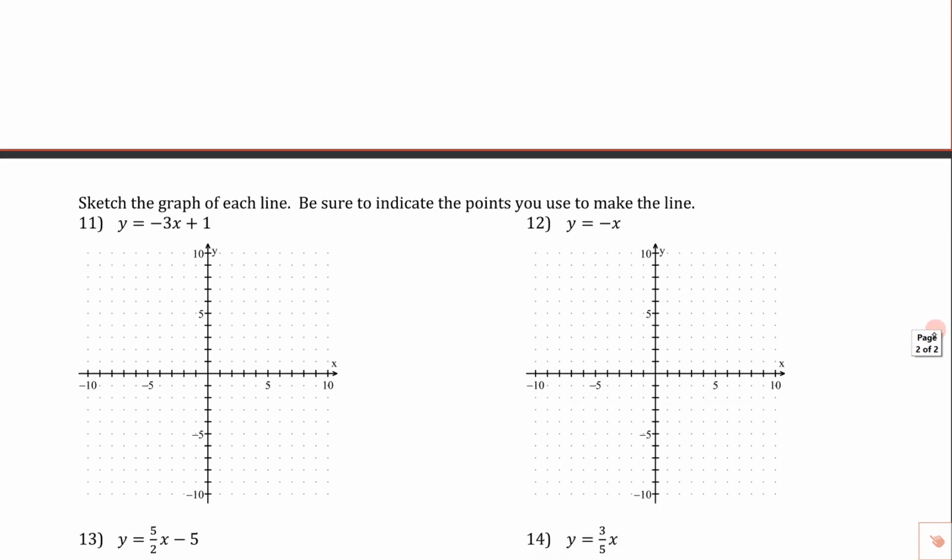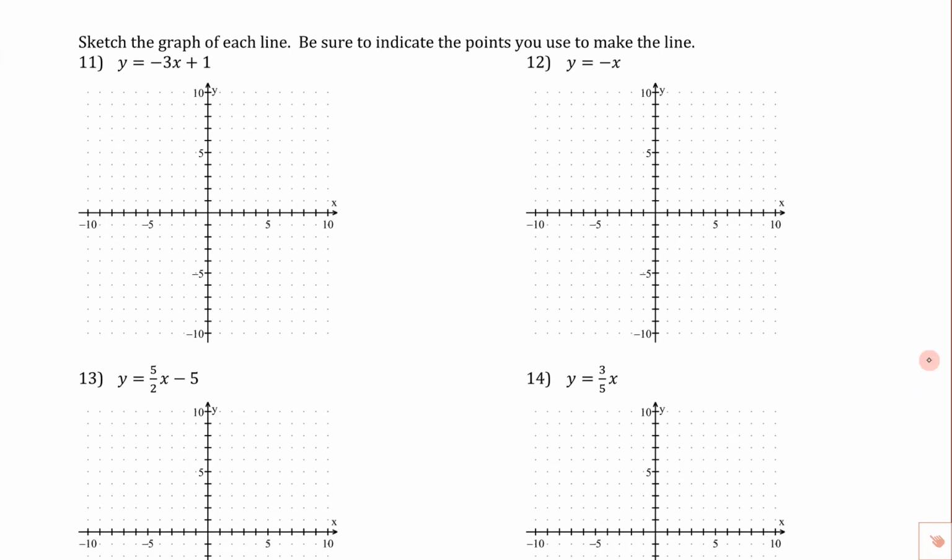And if we flip over to the back side, we've got some linear equations to graph here. So it says sketch the graph of each line. Be sure to indicate the points you use to make the line. So when we do something like that, we just want to make sure that it's clear what we're doing. If somebody looked at this graph, they'd be able to tell, oh, I see what they were doing. They had it cross at this point on the y-axis, and then they used this for the slope, that little stair-step pattern. So we're going to pick number 12.